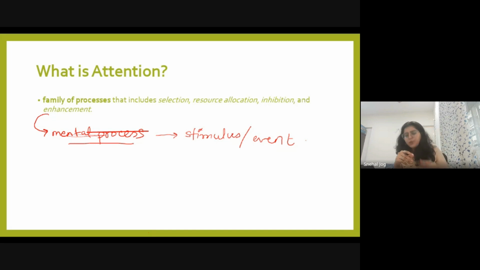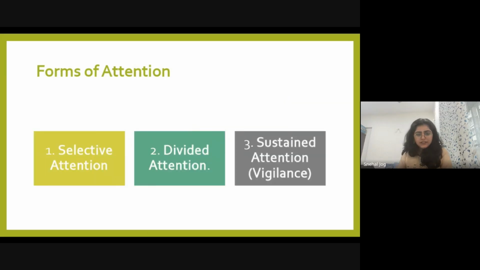I am choosing to pay attention to something. I am choosing to allocate my mental resources on the things on my plate, while inhibiting certain things. That is basically what attention is. Now, when you talk about different forms of attention, there is selective attention, there is divided attention, and there is sustained attention. Selective attention is basically when you focus on one input and you ignore others.